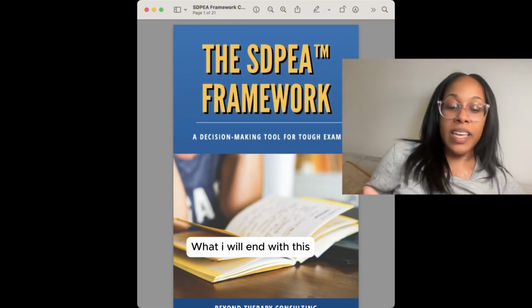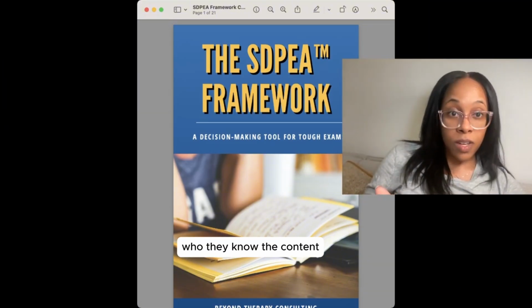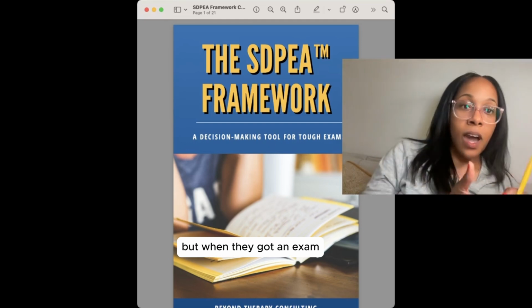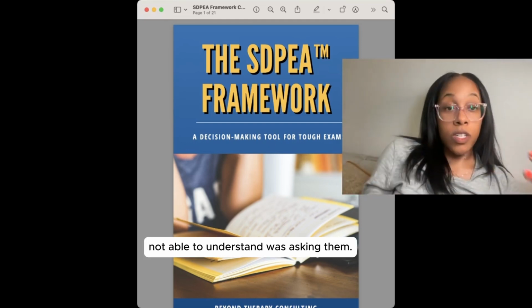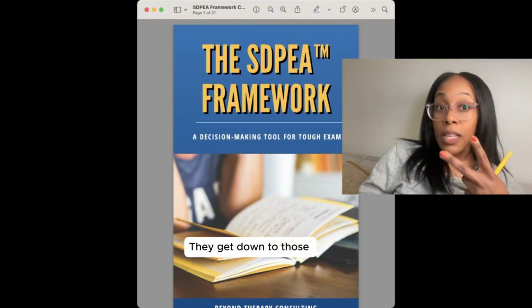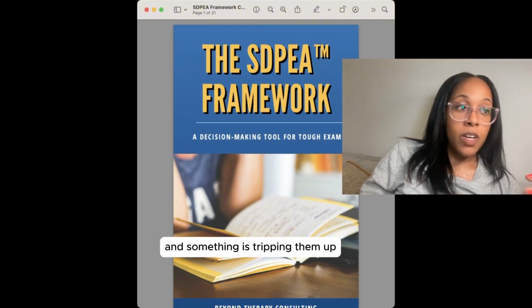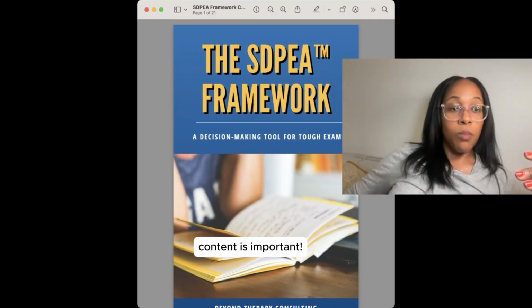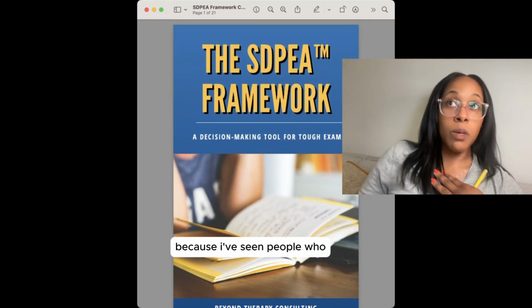But what I will end with is saying that I've worked with many people in tutoring who know the content, but when they got in the exam, were not able to understand what was being asked. They get down to those last two answer choices and something is tripping them up. So yes, content is important, but I maintain that strategy is just as important.